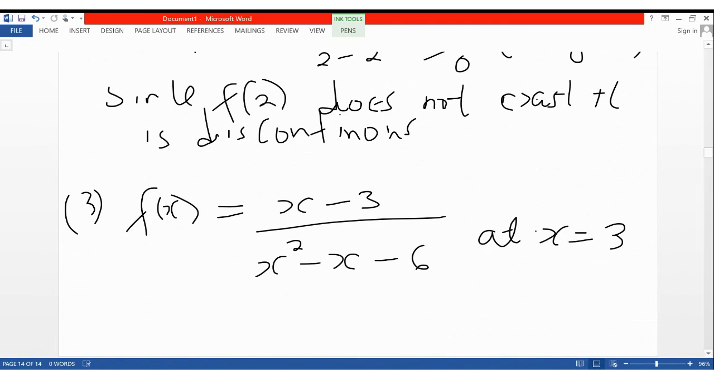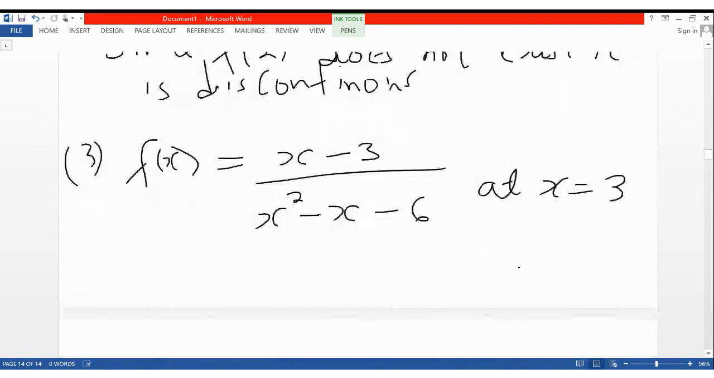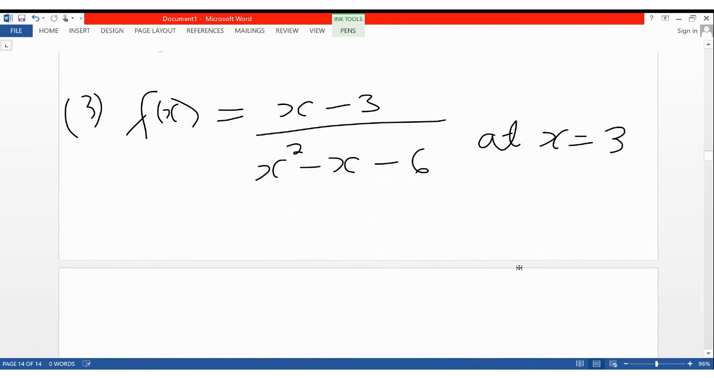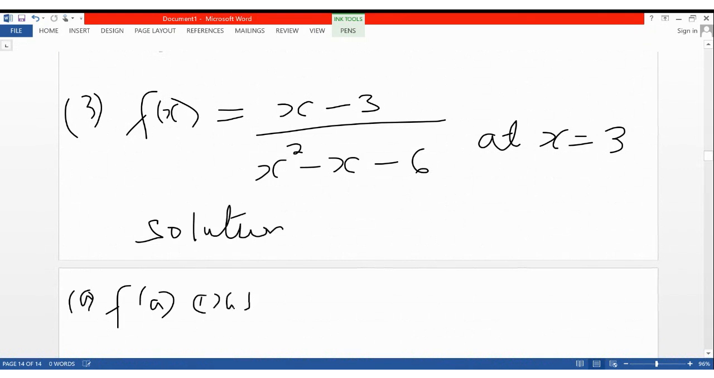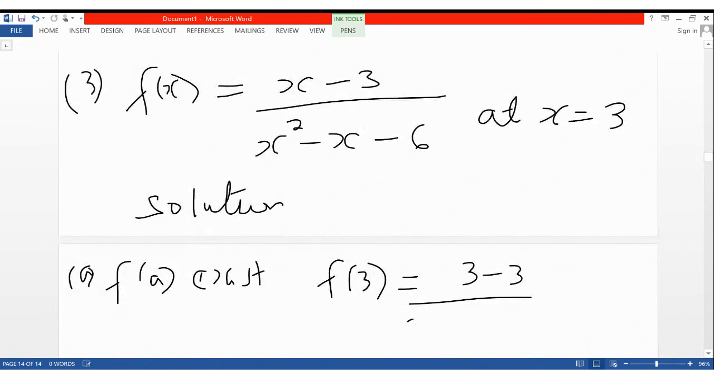So let's do this one. First of all, I'll check if f of a exists. So I replace here f of 3, the same as 3 minus 3, and then 3 squared minus 3 minus 6, getting 0 over 0. Go to your calculator and give me the value of 0 over 0.